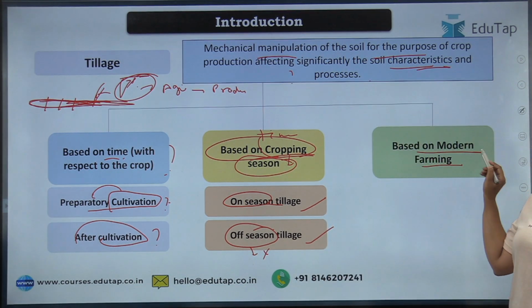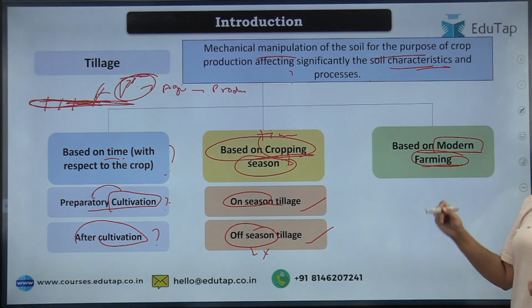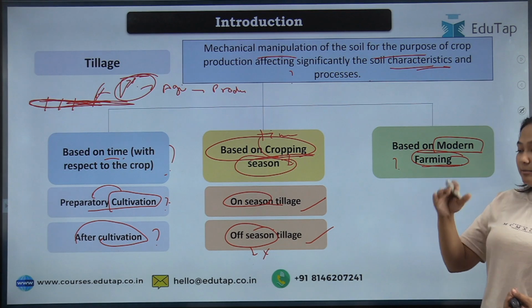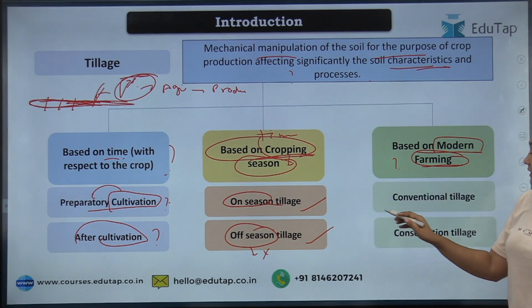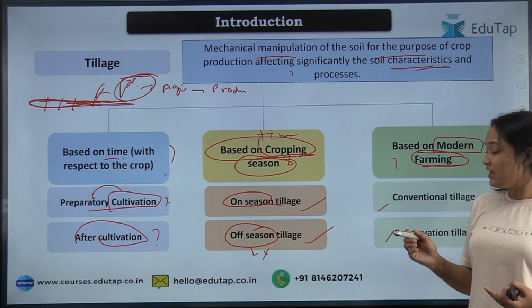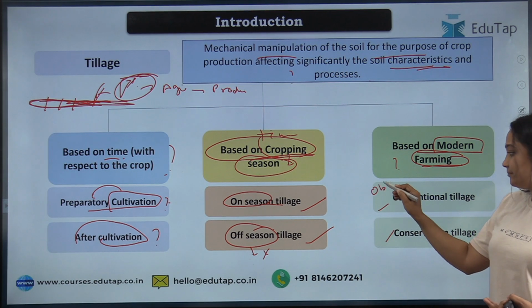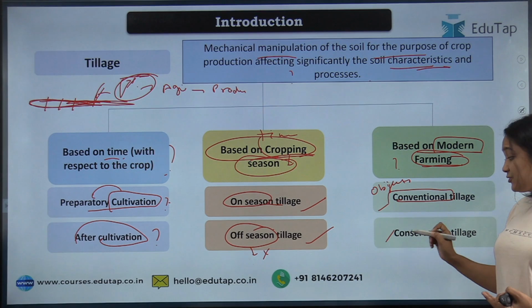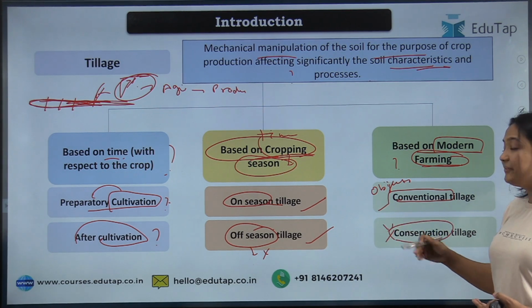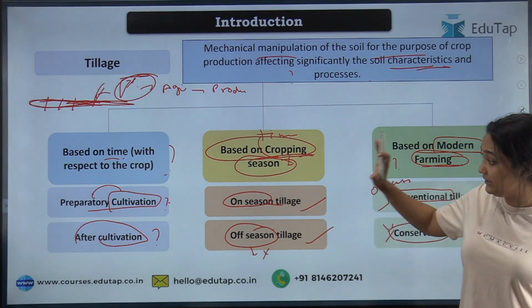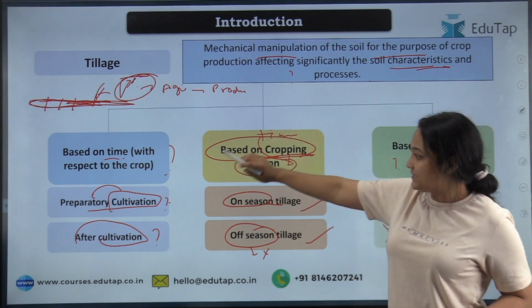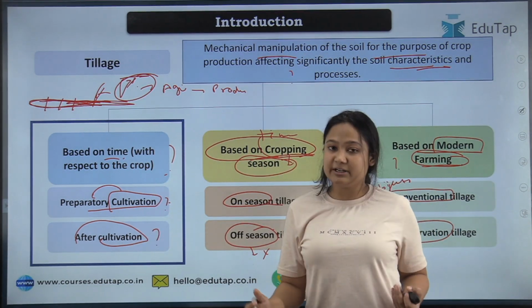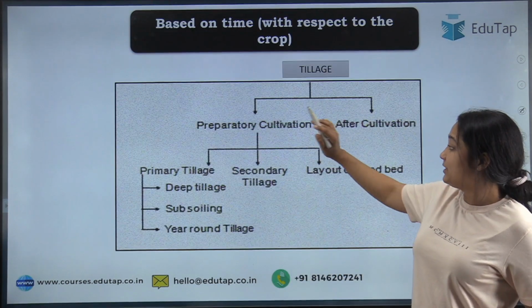After that, based on the technology, or how much technology we are applying, whether our tillage is modern or not, there are two kinds of tillage: conventional and conservation. Here the objective differs. Conventional is as we usually do. In conservation, we want to protect our soil. We will discuss it in detail, but first let's discuss tillage based on time: preparatory cultivation and after cultivation tillage.